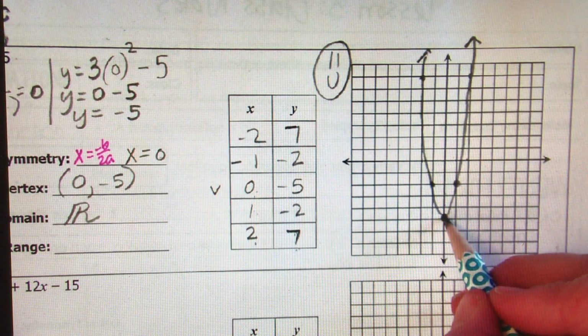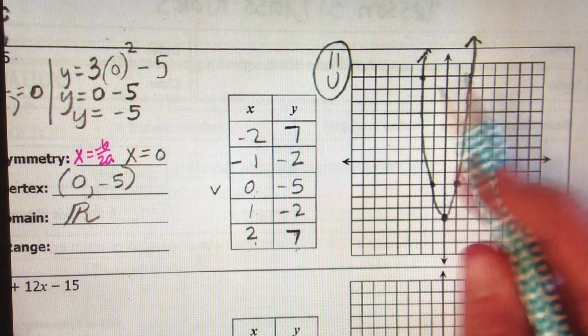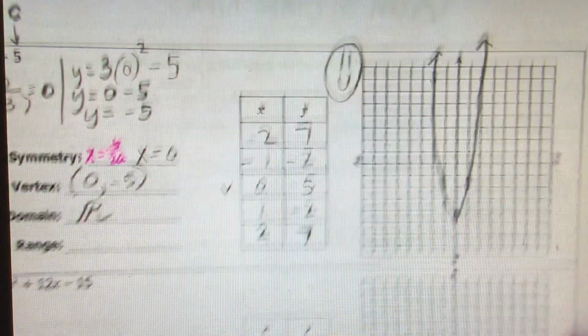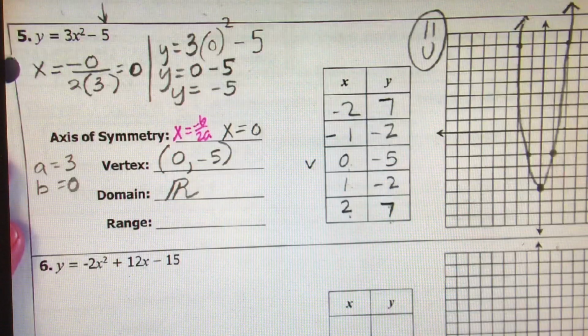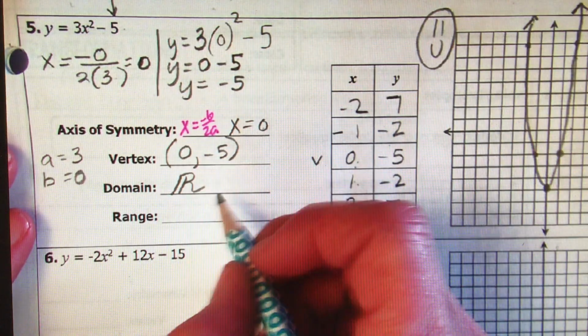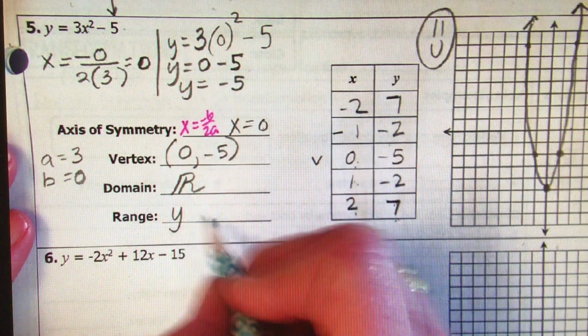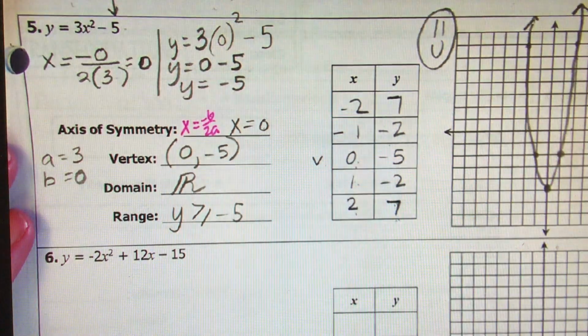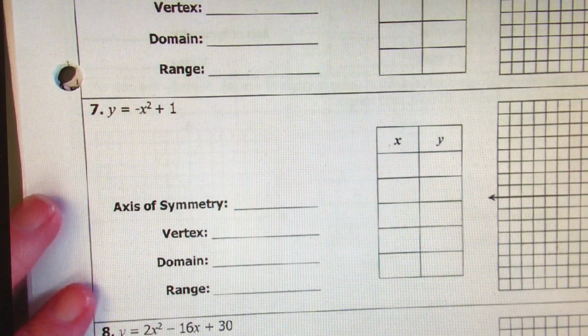If I look at my graph, I can also tell the range. How many y values can I have? Can I go below this, -5? I can't, but it will include it because it's touching it. It's not like the asymptote here, people. So our answer to the range is y is greater than or equal to -5. Boom, done. Going to 7 now.